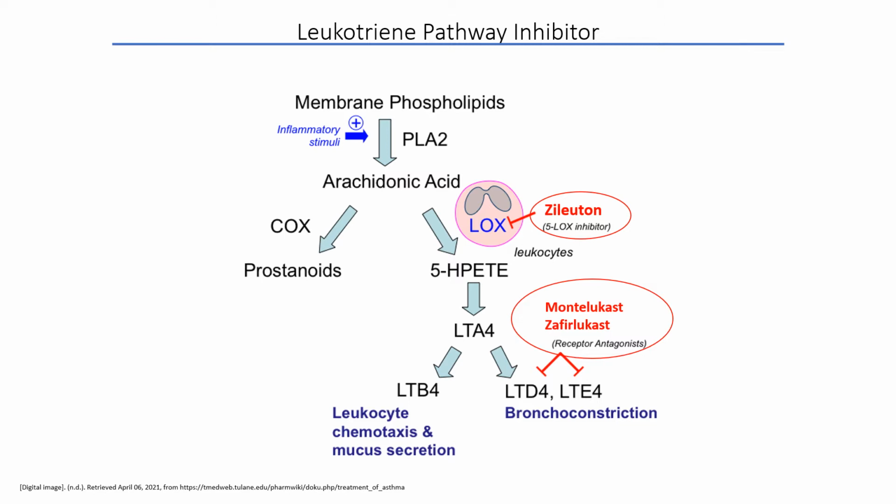Two strategies have been employed to block the actions of the leukotrienes in the airways, as shown here on this figure. The first involves direct inhibition of the enzyme 5-lipoxygenase, which is responsible for the synthesis of leukotrienes. An example of this drug would be zileuton. The second strategy involves direct blockade or direct antagonism of leukotriene receptors in the airways, and examples of drugs that are currently used are zafirlukast and montelukast.